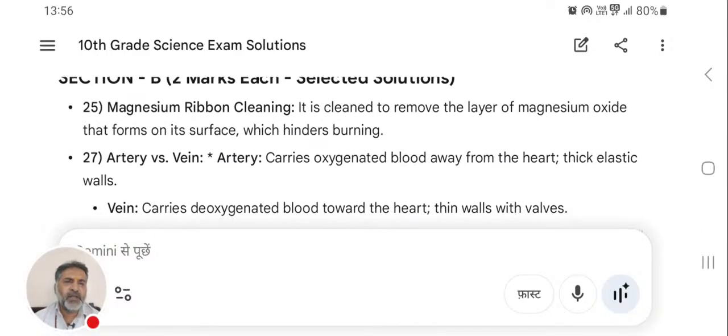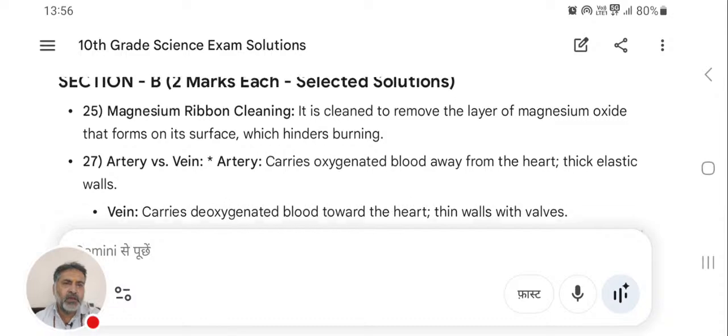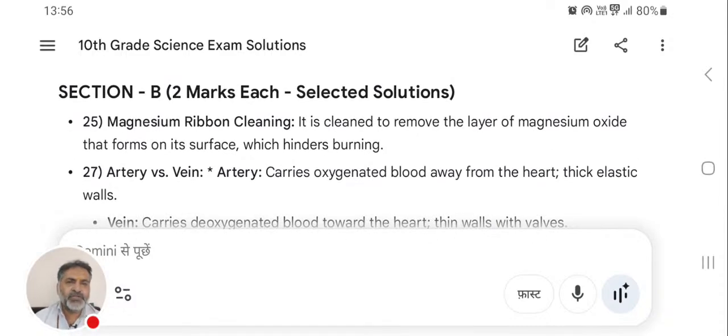Magnesium ribbon cleaning, because give a solution. Magnesium ribbon is cleaned to remove the layer of magnesium oxide that forms on the surface, which hinders burning. So what should we do to the ribbon? It should be cleaned. Why should magnesium ribbon be cleaned? Answer is this. And 27, the reaction between compound X and aluminum is used to join the railway tracks.